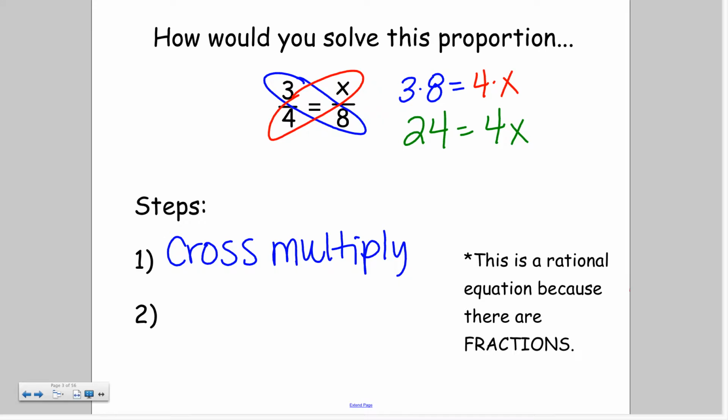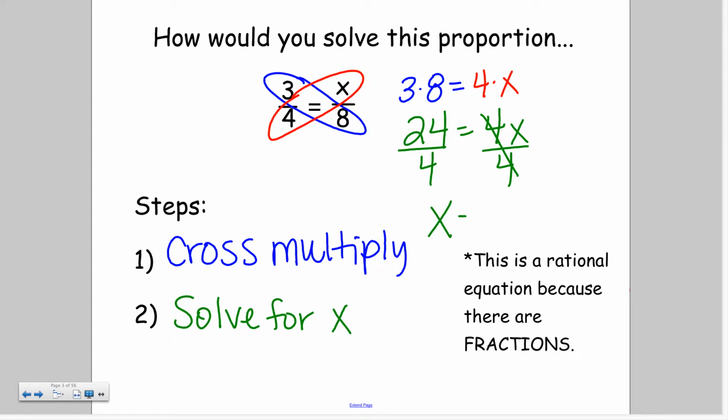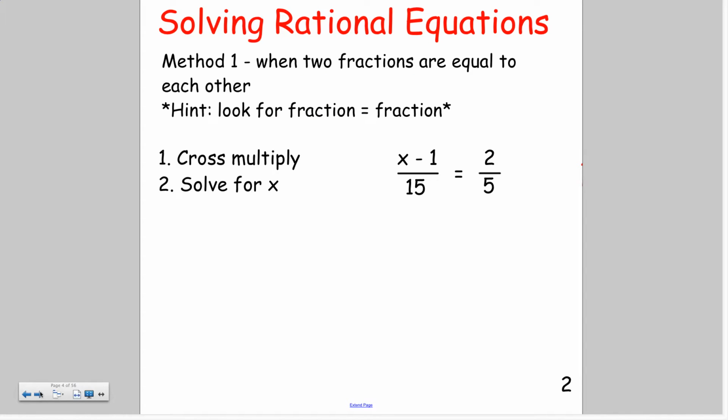So after I've cross multiplied, my second step is going to be to solve for x. To do that, I would just divide by 4. So that missing value, that x, is 6. Alright? So the first method of solving rational equations is just to cross multiply. Our two simple steps: cross multiply, solve for x.